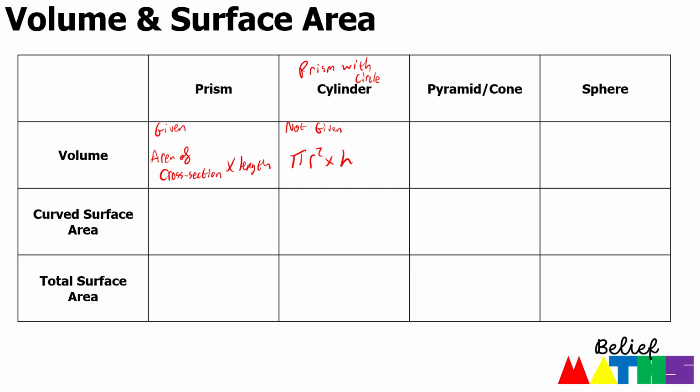For a pyramid or a cone, it's 1/3 times the base area times the height. A cone is slightly different, but it's the same thing. It's 1/3, because the base area is a circle, pi r squared h. And then finally a sphere is 4/3 pi r cubed.